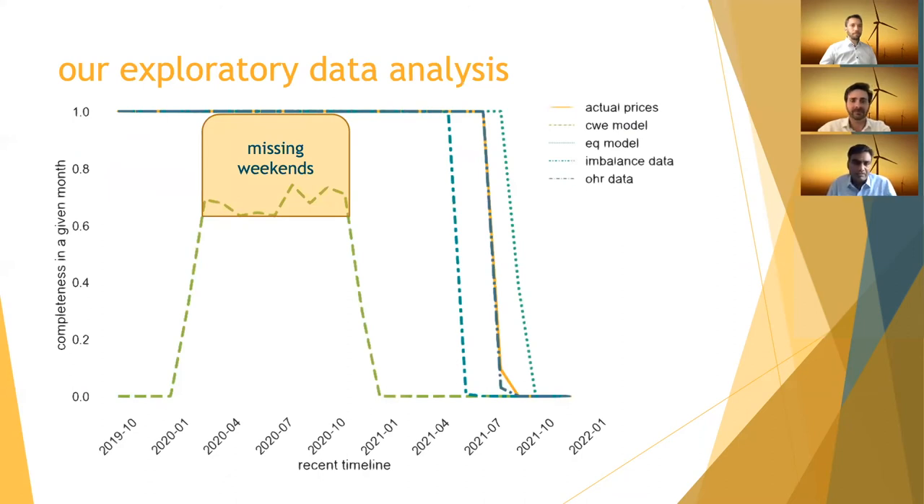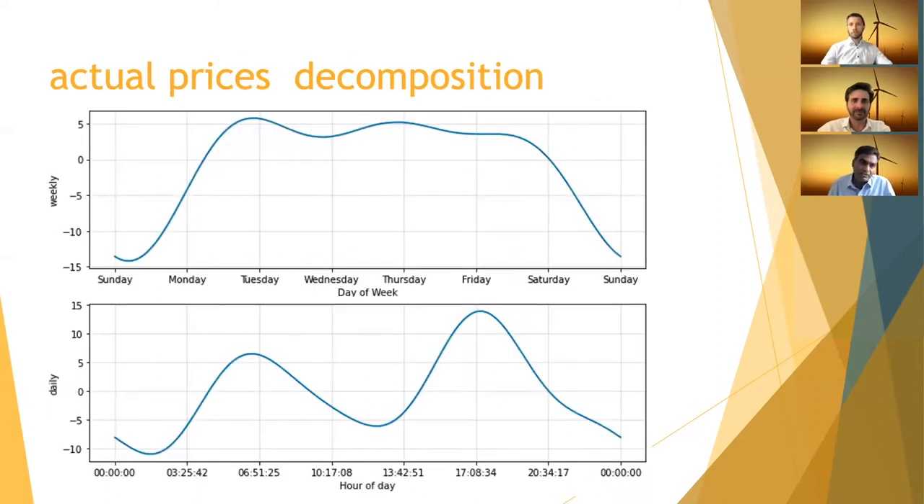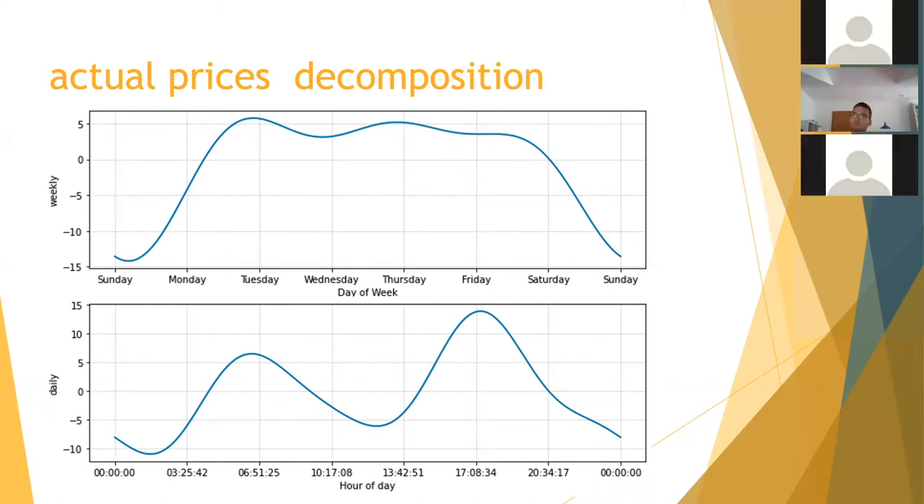Anaki has provided data, and in the data, two models are giving the predictions, and the blue one is the actual values. If you see the graph, the completeness of the data, in the CWA data, the weekends data is missing. So we are going to drop this. Here, if you see in the weekly seasonality, on Sunday and Saturday the prices are going drastically down. So this influences a lot. That's why we decided to drop the CWA data.